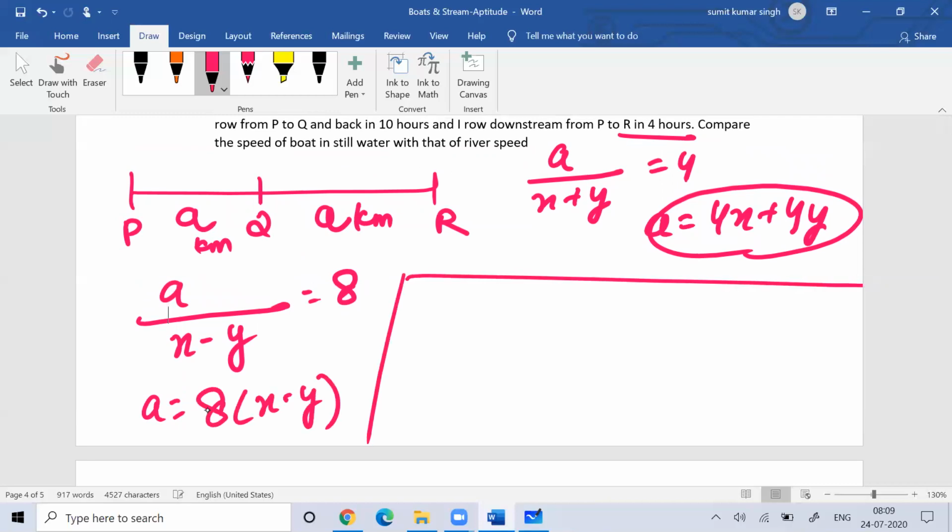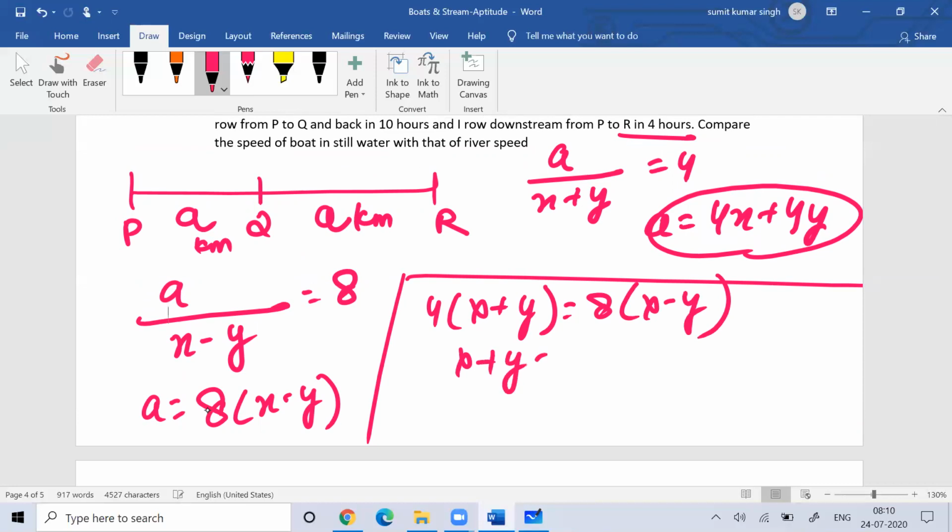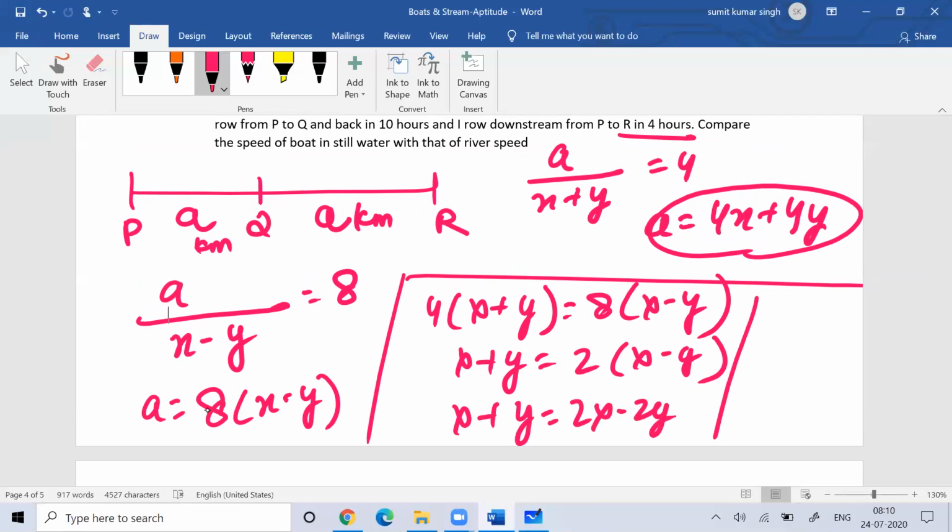So if I compare this, 4 into x plus y is equal to 8 into x minus y. So x plus y is equal to 2 times x minus y. So x plus y is equal to 2x minus 2y. So I can say 3y equal to x. So x by y is 3 by 1. Compare the speed of boat in still water with the river speed, that is 3:1.